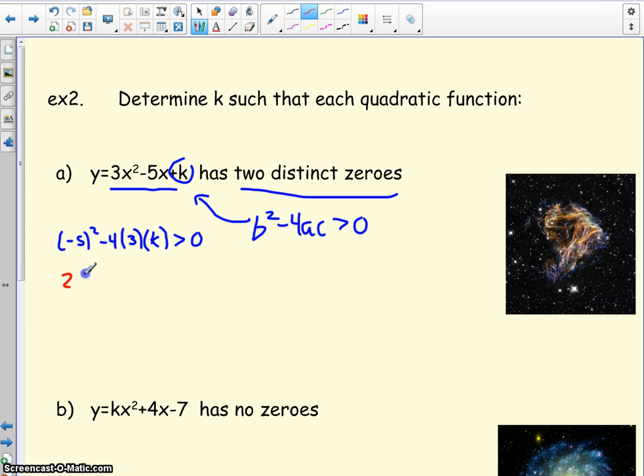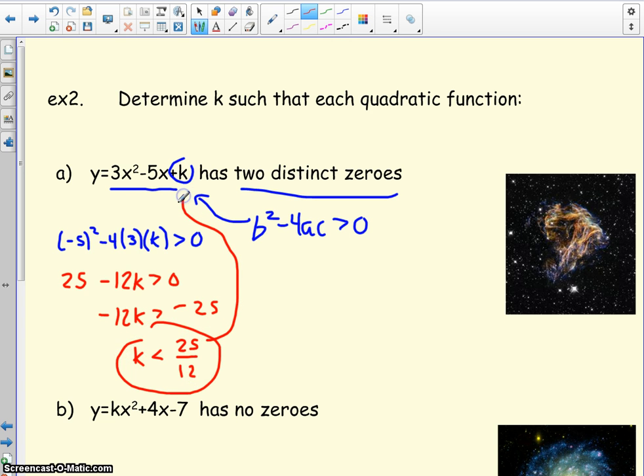So negative 5 squared is 25. 4 times 3 is 12, so I have 25 minus 12k is greater than 0. Okay, subtract 25 from both sides, get negative 12k is greater than negative 25. And I'm going to divide both sides of the equation by negative 12. Remember, when I divide both sides of the inequality by a negative, it changes the direction of the sign. So this means now k is less than 25 over 12. So any k value that I put into the equation here that is smaller than 25 over 12 will give me 2 different x-intercepts.